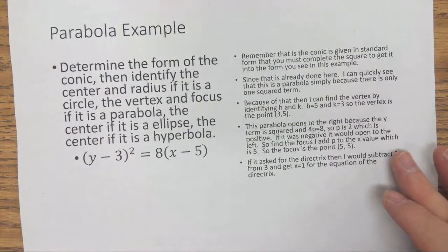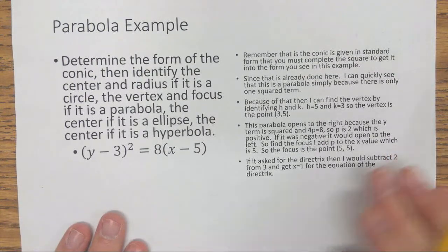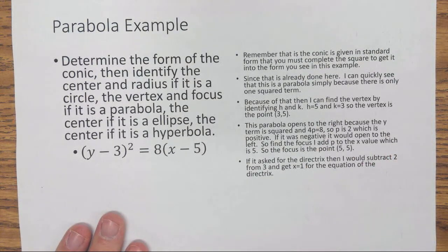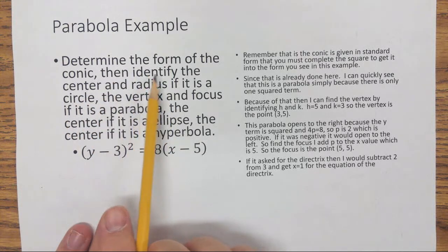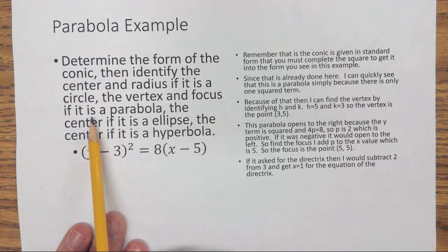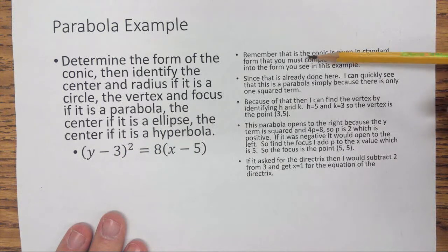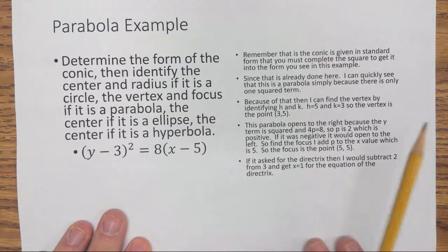Alright, let's do an example. So, we've completed the square, we've got everything in this form. It says determine the form of the conic, then identify the center and radius if it is a circle, the vertex and focus if it is a parabola, the center if it is an ellipse, and the center if it is a hyperbola. Remember, the conic is given in standard form, so you must be able to complete the square to get it into the form that you see in this example.